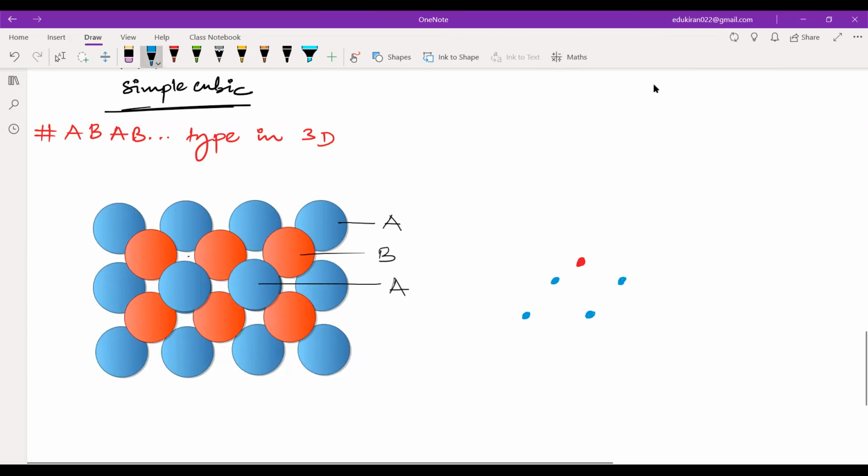And then again on the next layer, we will have the blue layer. We have the blue layer here, on top of here. And the blue layer on this blue layer will be somewhere here. Can you see that there is a cube, with the blue atoms in the corners and the red atom in the body center?